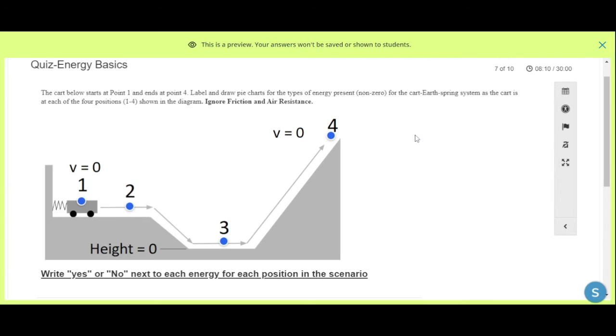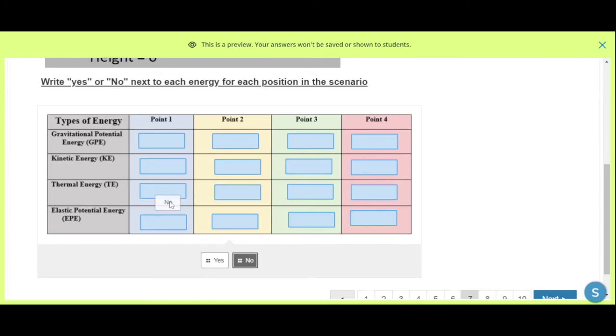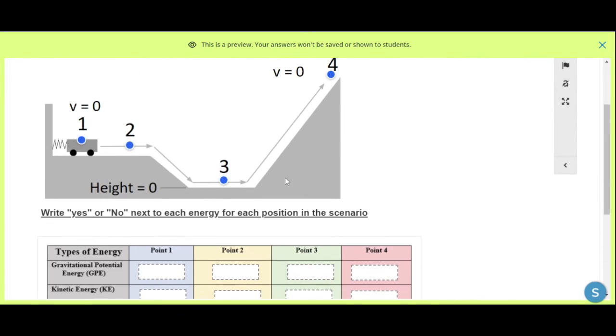Now let's take a look at this question. This is definitely one of the harder ones on this quiz. It says the chart below starts at point 1 and ends at point 4. Label and draw pie charts and types of energy present, all that good stuff. Ignore friction and air resistance. So this is telling us right away that there is no thermal energy at all in this scenario. So I'm just going to go ahead and write no for all of these thermal energies because I know that if we don't have friction or air resistance, we're not going to lose any energy.